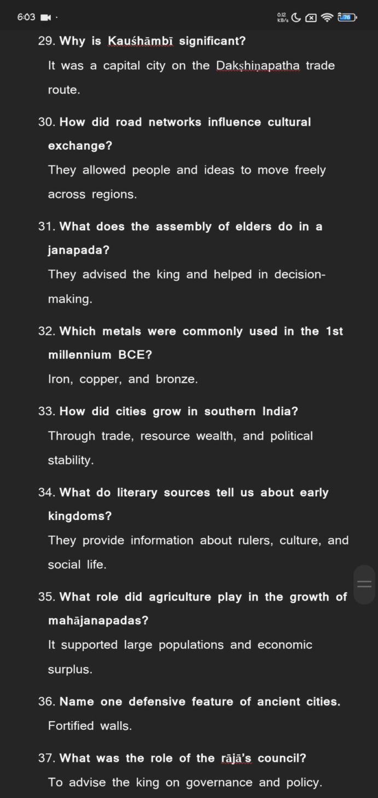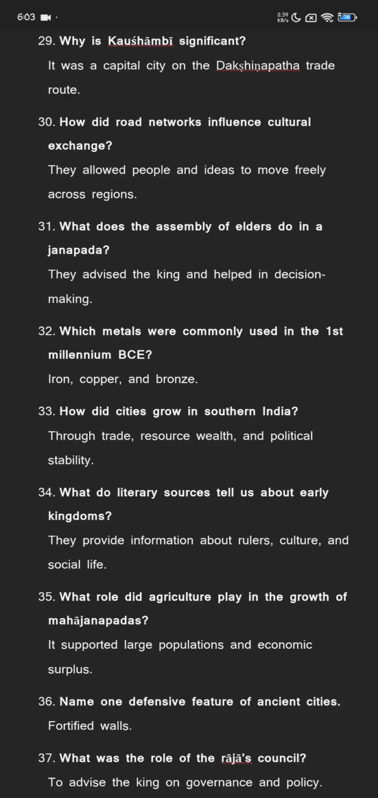How did road networks influence cultural exchange? They allowed people and ideas to move freely across regions. What does the assembly of elders do in the Janapada? They advised the king and helped in decision making.